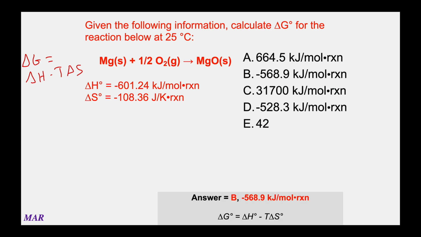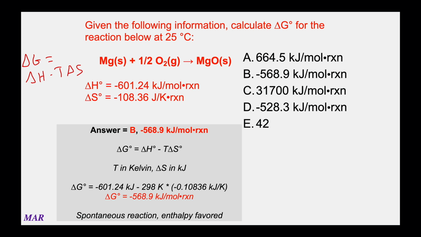So after this, just plug and chug in the different numbers. Again, you can see there's delta S divided by 1,000. I used Kelvin temperatures, negative 568.9 kilojoules per mole of reaction, which means that's how much Gibbs free energy there is. This is a negative delta G, so that means spontaneous. This reaction will occur. And if you've ever seen magnesium burning in oxygen, it's incredibly bright, very, very bright reaction.